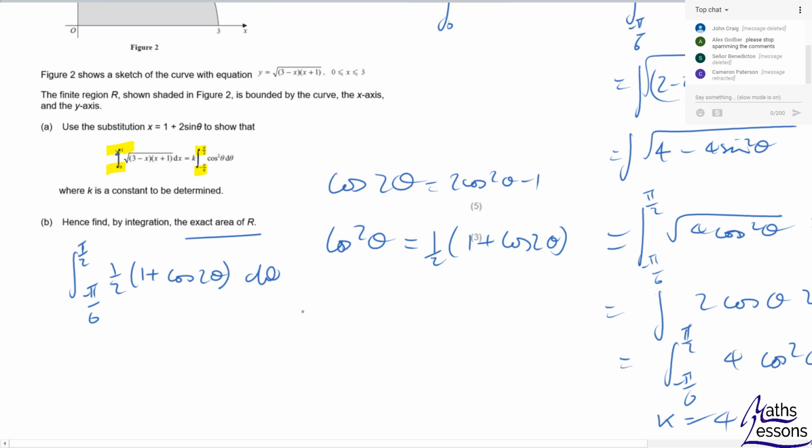Oh, and we've got our 4, don't forget our 4. So put the 4 over the top of that, so that gives us 2 of all of that. So that's going to integrate to give me 2 times 1 is 2, that'll integrate to give me 2 theta, and I've got 2 cos 2 theta, so that will integrate to give me just sine of 2 theta.